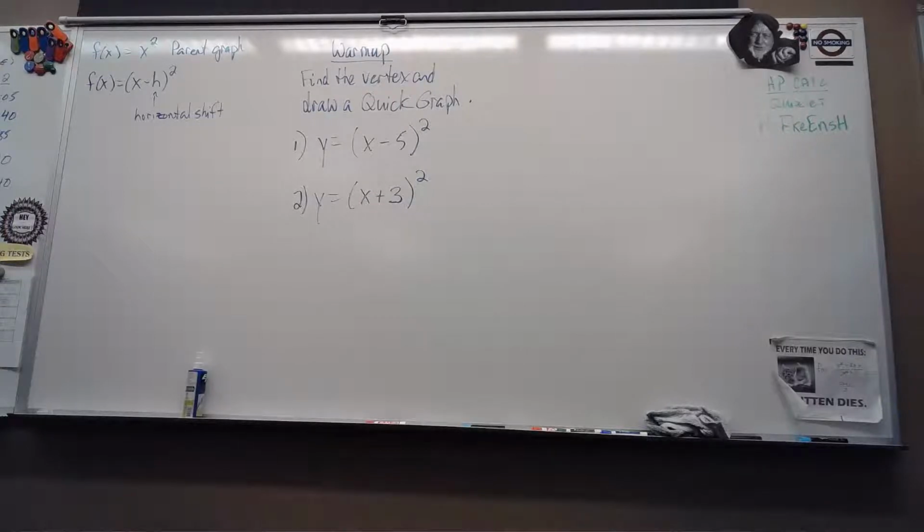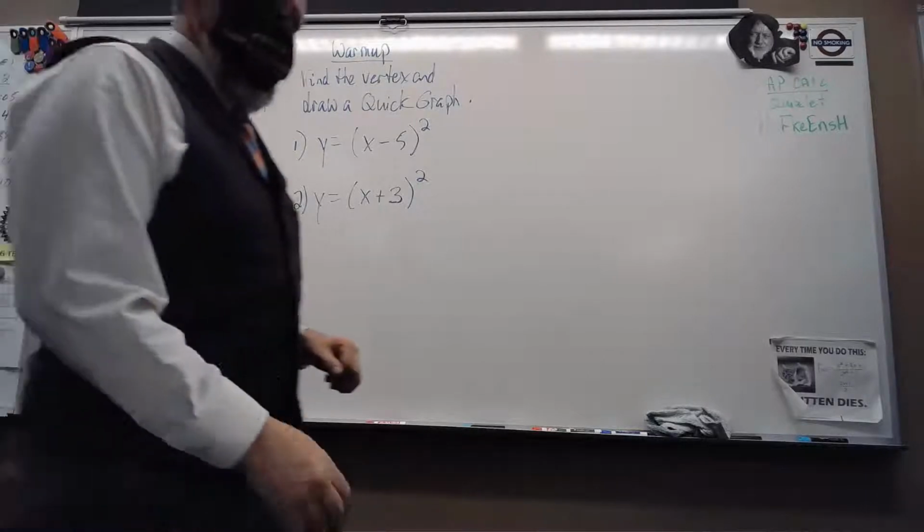So don't forget, when you find the vertex, make sure you jot down the vertex as part of your answer. It's a two-part question, so even though you got the vertex on the graph, you definitely want to be very specific and say the vertex is, or I usually just write vertex and then put parentheses.